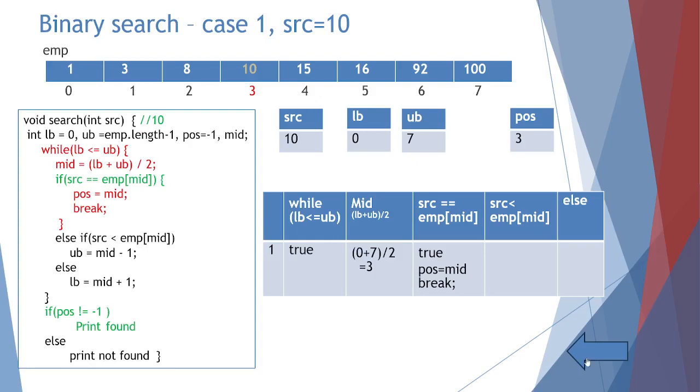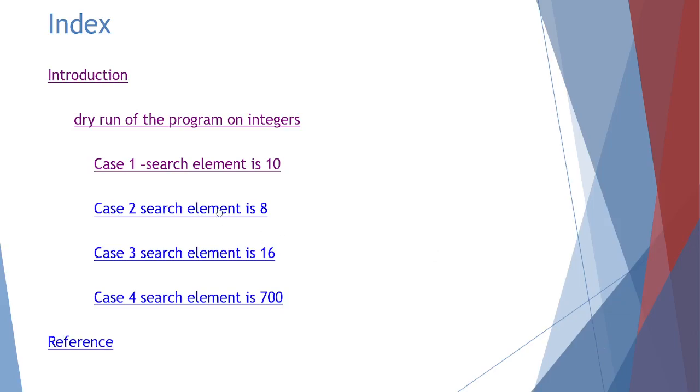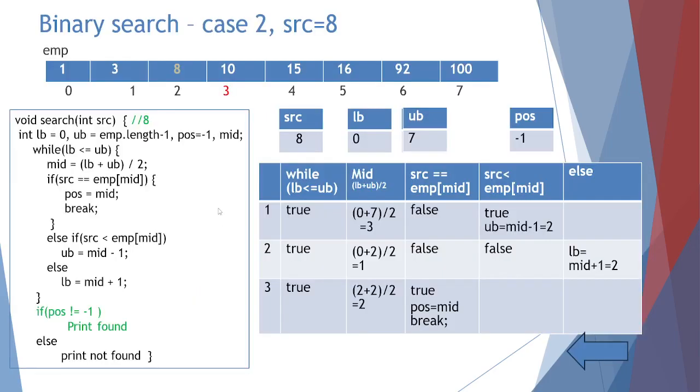Okay. Now let's go back to the second search element, that is 8. In this, 3 iterations are required. In linear search also, 3 iterations. But as the size grows, the number of iterations in binary search drastically comes down. How? Let's see.